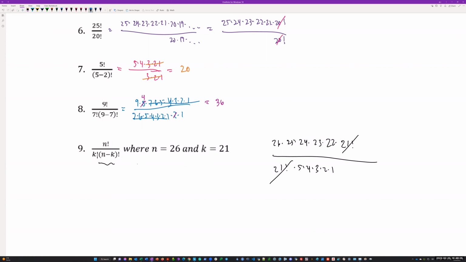Now we just gotta cancel some of this stuff. 4 times 3 times 2 is 24. 5 goes into this 5 times. So then I guess this is 26 times 5 times 23 times 22, whatever that equals to. Does that make sense? Question? That's how I do it.